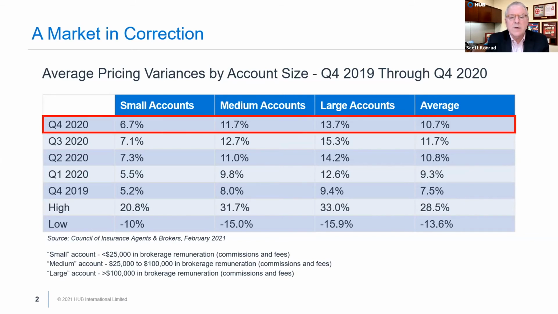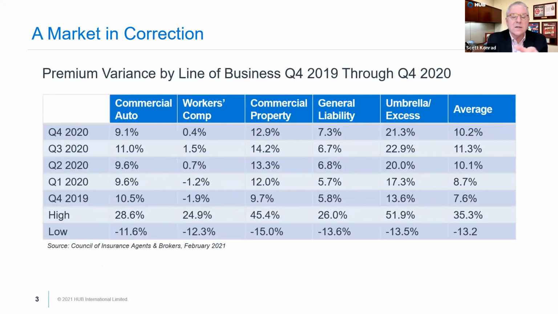This is the data from fourth quarter. You see that the average increase, for all different types of accounts, all lines of business, all areas of the country, is 10.7%. When we look at the line of business, you asked at the very beginning of the call about core insurances that people need to consider. These are the foundational insurances: auto, workers' comp, which is for occupational injuries, property, general liability, and umbrella.